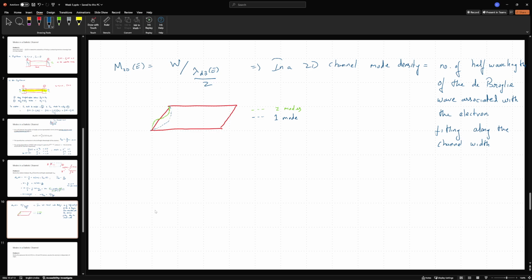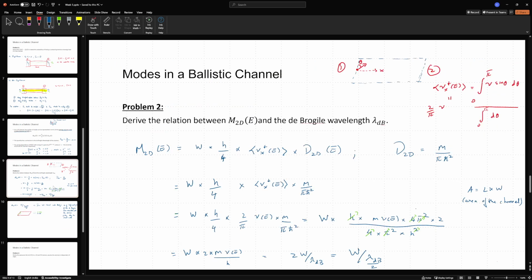The number of electrons that can pass will depend strictly on the energy. Of course, it increases with energy for a 2D channel, and the increase is directly related to the de Broglie wavelength of the associated electron wave. And another thing that can be seen is, as W increases, the mode density also increases commensurately. So as my channel is wider and wider, more and more modes will be allowed. As my channel gets narrower and narrower, the mode density keeps reducing. So this solves problem 2.